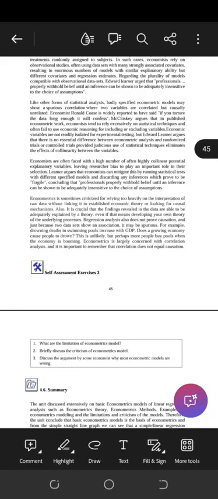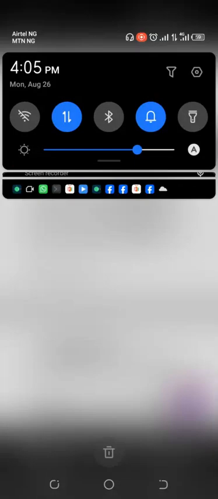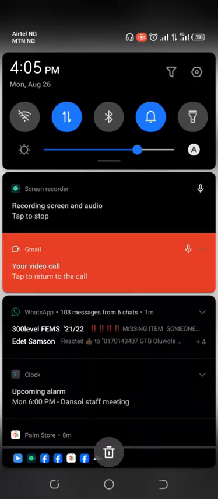So the next one says econometrics is sometimes criticized for relying too heavily on the interpretation of raw data without linking it to established economic theory or looking for causal mechanisms. It is crucial that the findings revealed in the data are able to be adequately explained by a theory, even if that means developing your own theory of the underlying processes. So there is a tendency to over-rely on the result the data gives, without being backed up by a particular economic theory.